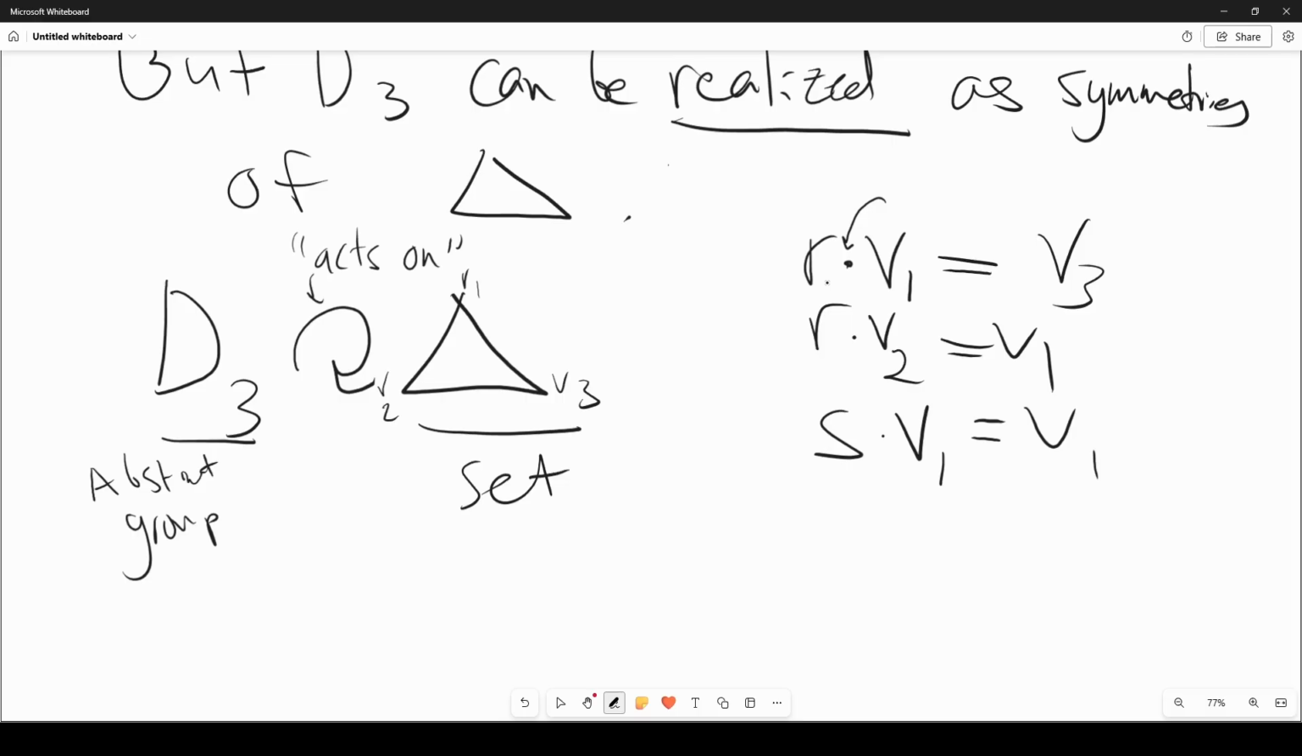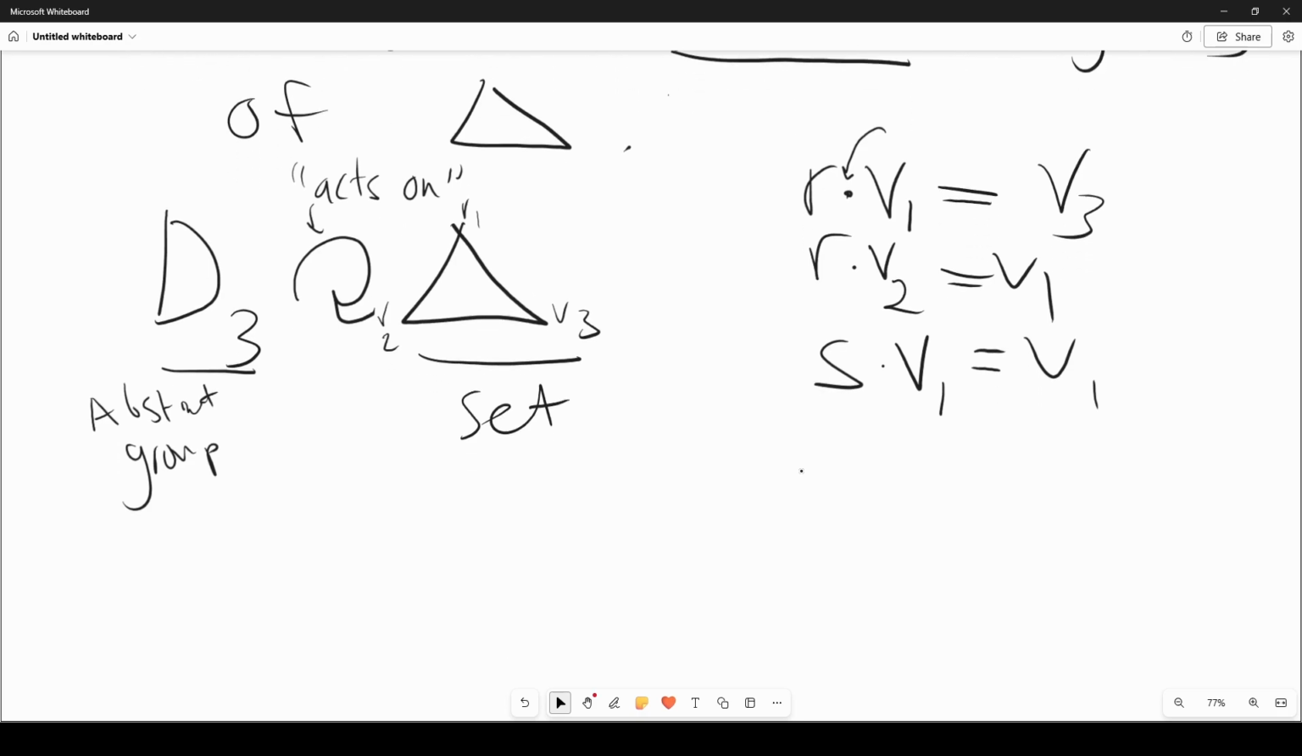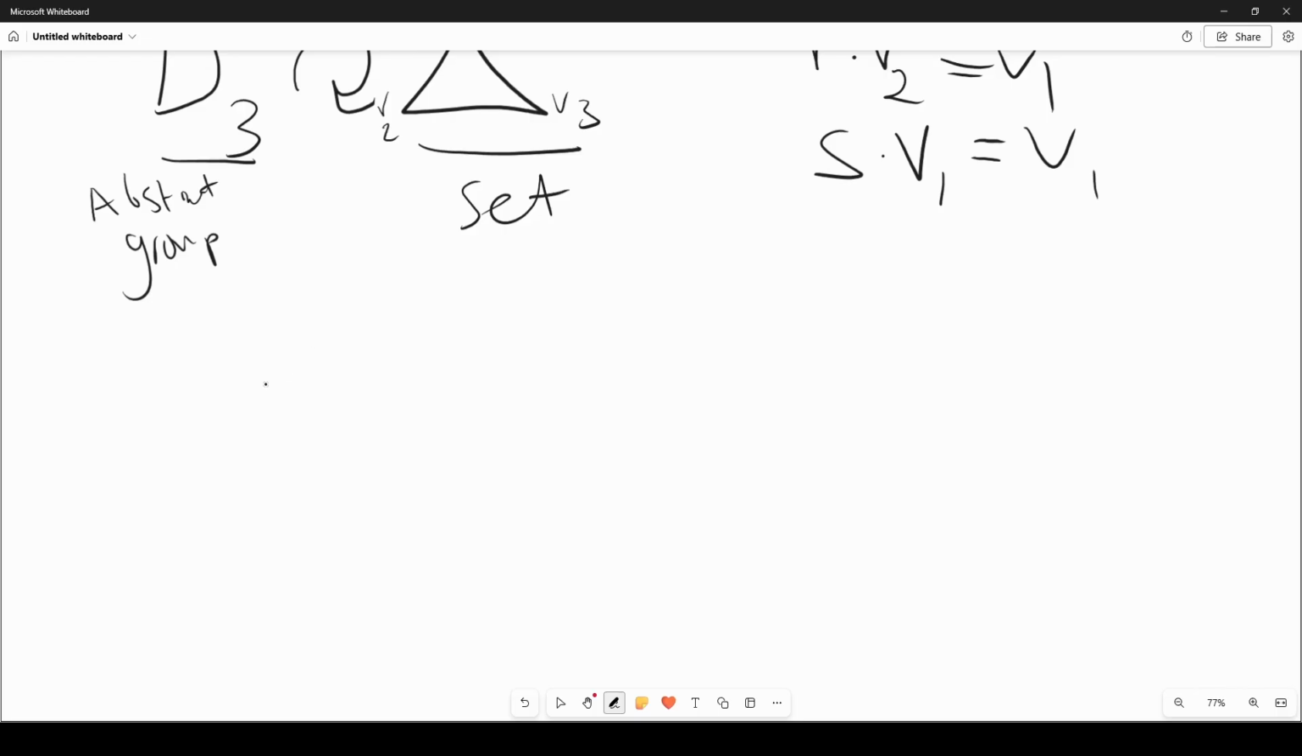So all the elements we think of in D3 can be thought of as acting on the set of the equilateral triangle, which we're thinking of as V1, V2, V3. And so what we thought of as D3 is really the abstract group D3 realized through a group action. So let's figure out what the definition of a group action is.